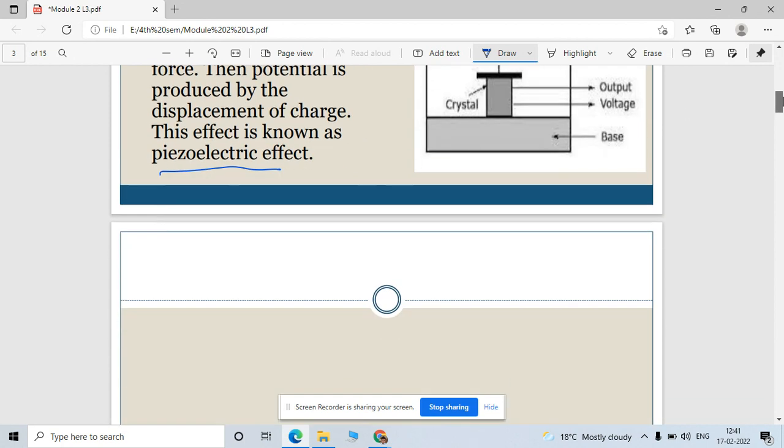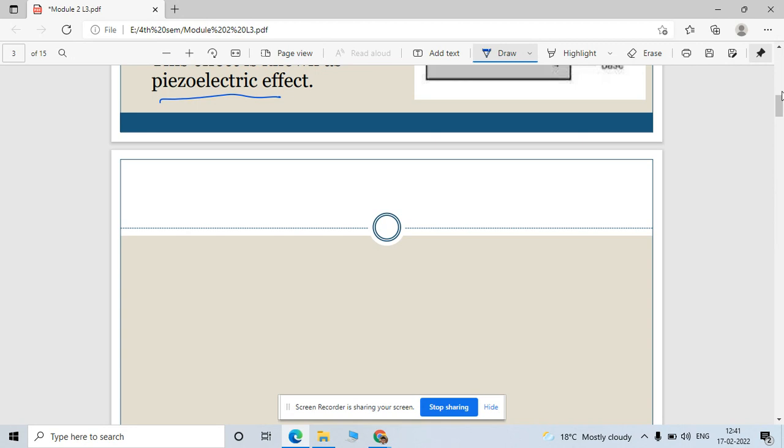If you apply this force just once, this process is very fast. Once it is applied, the electrons go back and come back to their original position. At that time the net charge or potential you get at the output is zero. That's why we need to supply this force continuously on that material, so that you are able to get the potential from that material.